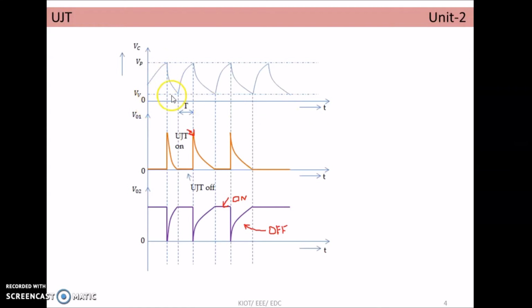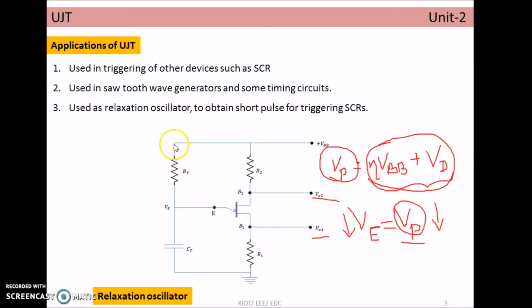This is the characteristics curve of the UJT we discussed in the previous video. This region is the cutoff region, this region is the negative resistance region, and this is the ohmic region. It increases until it reaches the peak point, and again reduces till the valley point. This is the charging time period of the capacitor, taken as T. Now we will see what voltage is available at the terminal V02.